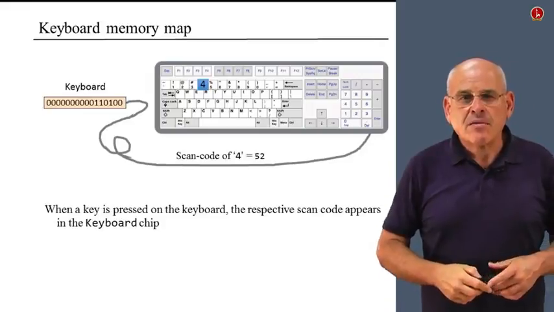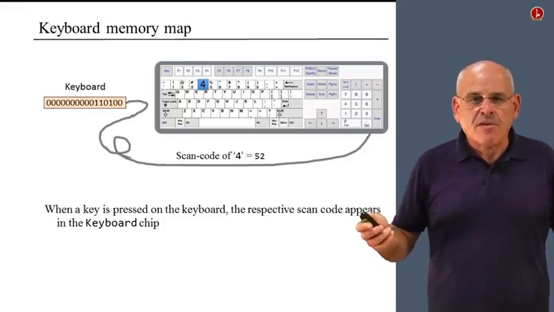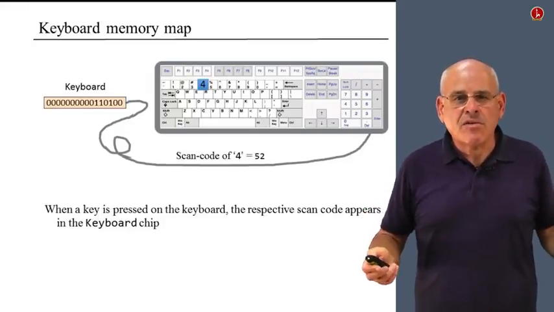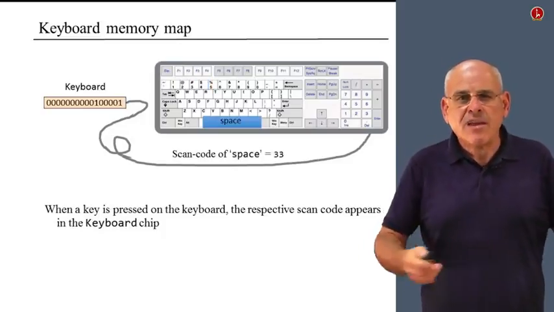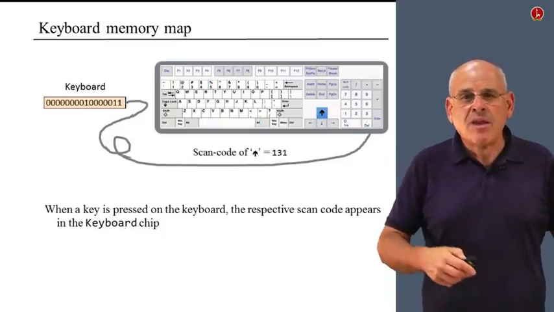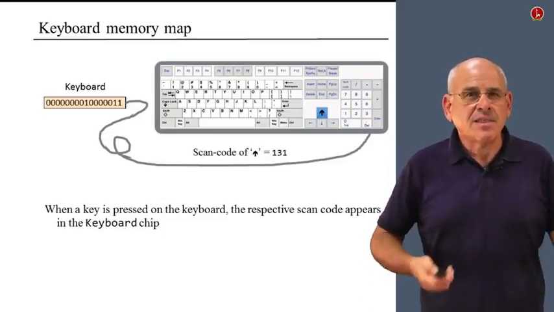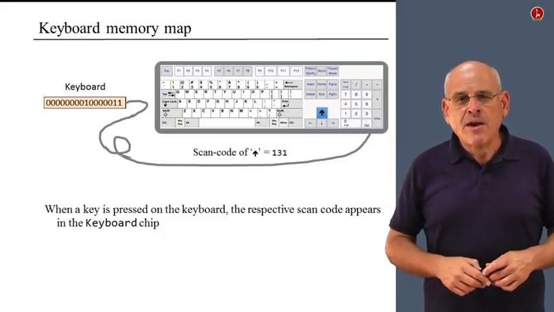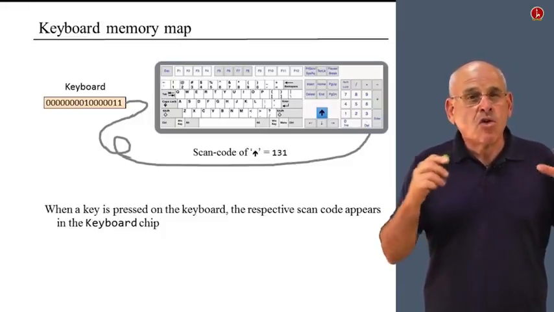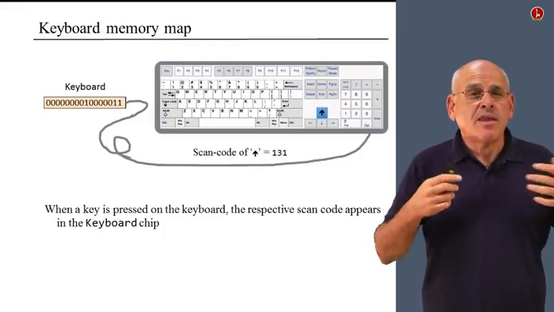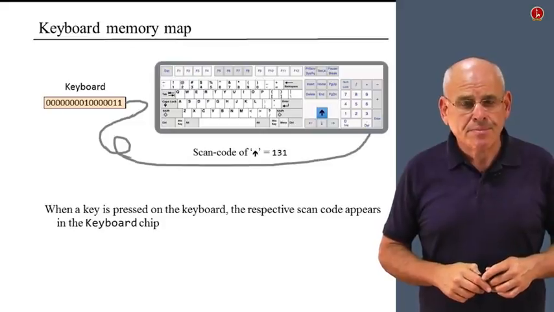Likewise, if we click something else, the number 4, it turns out that the scan code of 4 is 52. We will see this value. If we click space, we'll see 33. If we click up arrow, we'll see something else. So that's the deal. That's how the keyboard operates. And what we see in the keyboard is usually called the keyboard memory map.